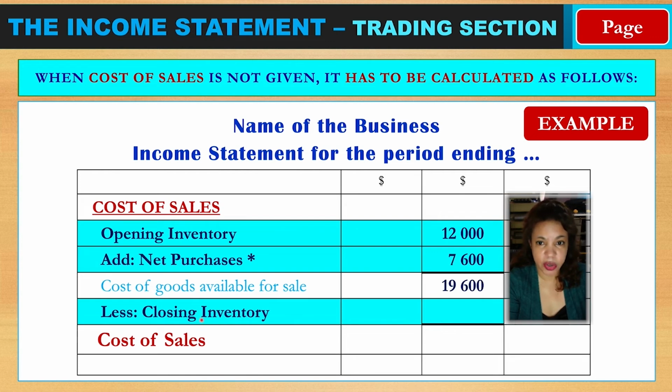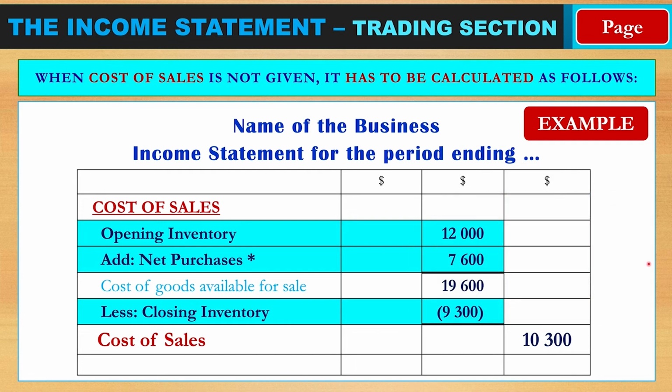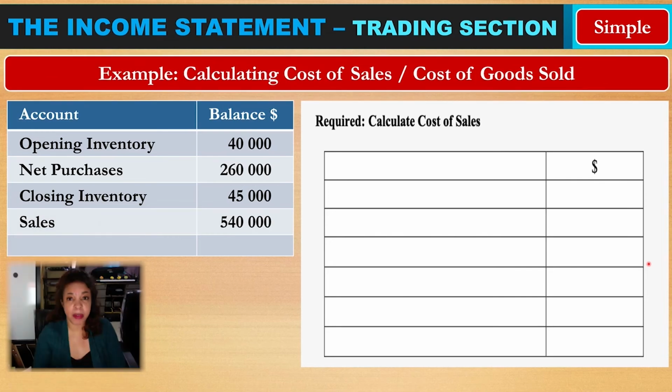Less closing inventory. You get it at the bottom of the list of balances or your trial balance. Put it in brackets. In this case, it's 9,300. You would have drawn a line to show that there's a calculation, 19,600 minus 9,300. You get your cost of sales figure, which is placed in the last column, which is 10,300. Once you just learn and memorize these steps, you're going to be good.